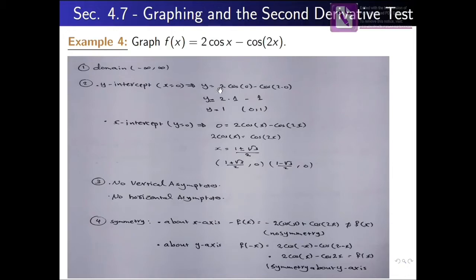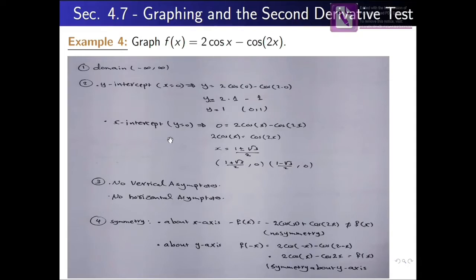So first, the domain. Since it is a trigonometric function, the domain is from minus infinity to infinity. For the y-intercept, we need to put x equal to 0. So y will be 2 cosine 0 minus cosine of 2 multiplied by 0. This will give us y equals 2 multiplied by 1 minus 1, so y will be equal to 1. So the y-intercept is (0, 1).